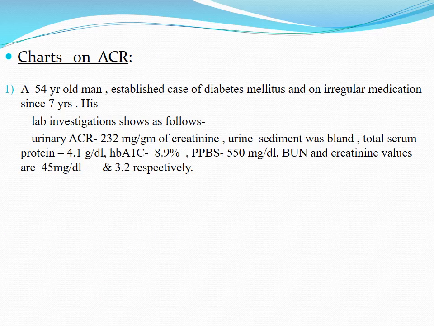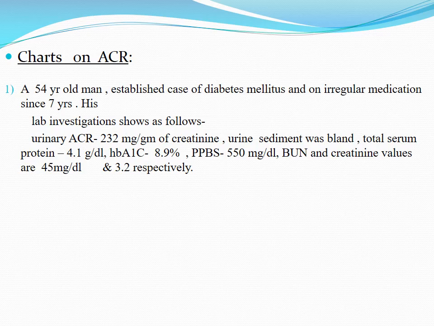The charts on ACR. The first question is a 54-year-old man, an established case of diabetes mellitus on irregular medication for 7 years. From the first line itself we have an idea, an established case of diabetes, and you already know that by 5 years the microalbuminuria starts appearing in urine.